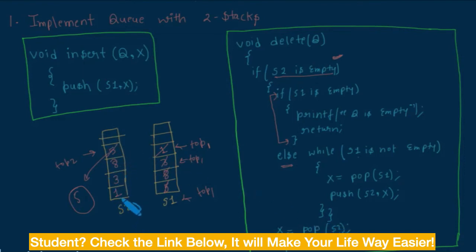But the second case is if stack 2 is empty, then all the elements from stack 1 will be popped one by one and pushed into stack 2 one by one, and then we will delete the element from S2. Fine. So in this way we can implement a queue with two stacks. This question was asked in K 2006. Okay, so with this you can implement a queue with two stacks.